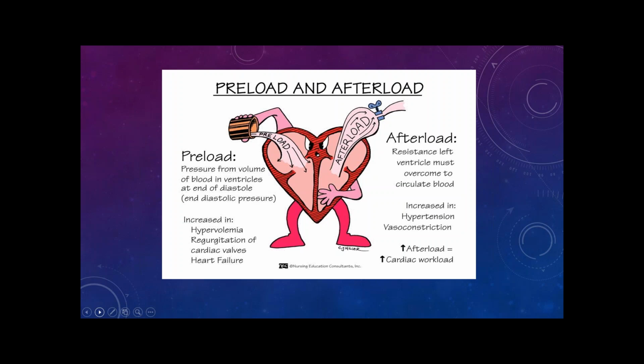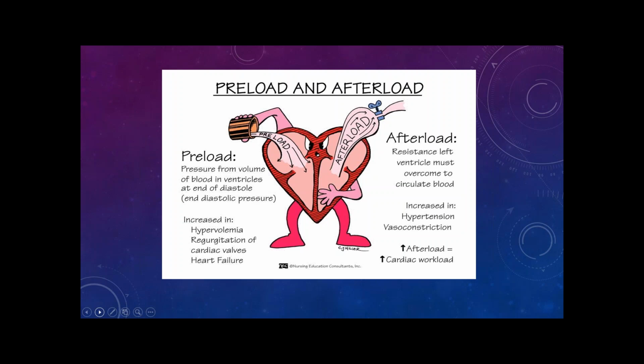Afterload is the amount of resistance that the left ventricle must overcome to circulate the blood. So one way you can look at it is how much pressure is needed to open the aortic valve and allow the blood to flow through to the rest of the body. And so that's the afterload. I can tell you that afterload is increased when you have hypertension or some other vasoconstriction, which actually increases SVR. And we're going to talk about SVR in just a few moments.